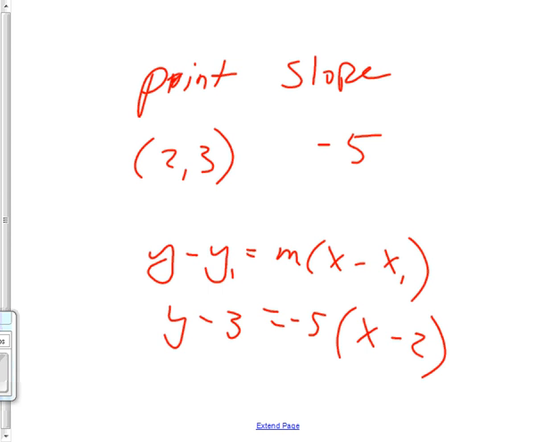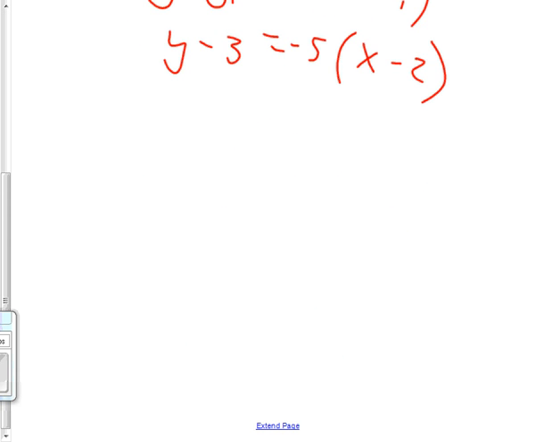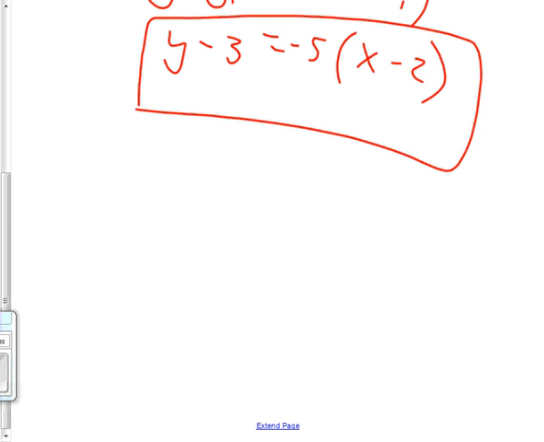Now, some kids ask, can we leave it that way? Yes, you can, because the directions on the worksheet just say write an equation. They don't say write an equation that starts with y. They don't say write it in this form. If they just say write an equation, that's an equation. I think some people think that they're not done until they solve it for y. You can solve it for y if you want to, but it's extra work. You've already got an equation, and it's a perfectly good equation. It tells me the slope, and it even tells me a point.